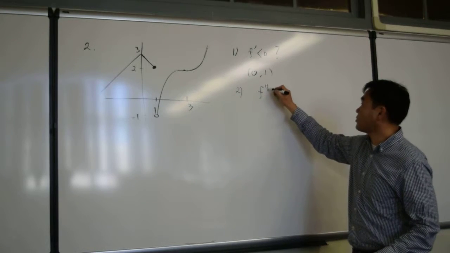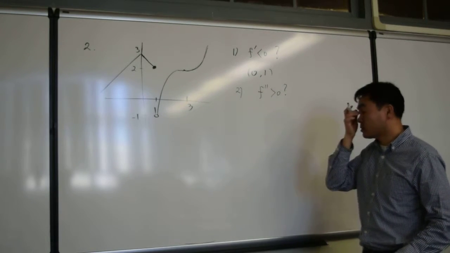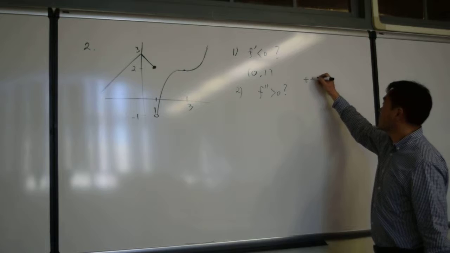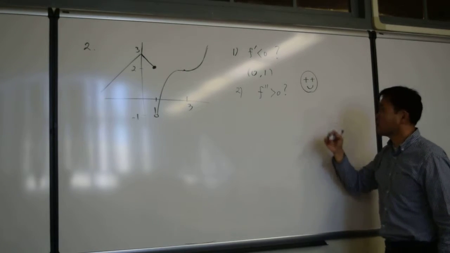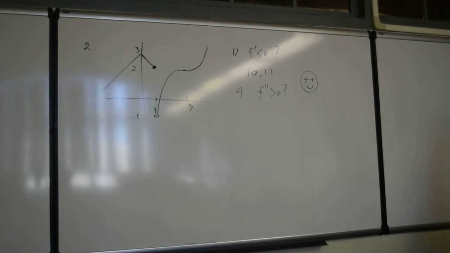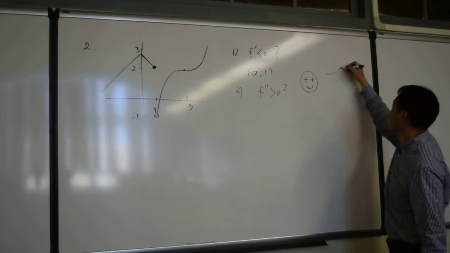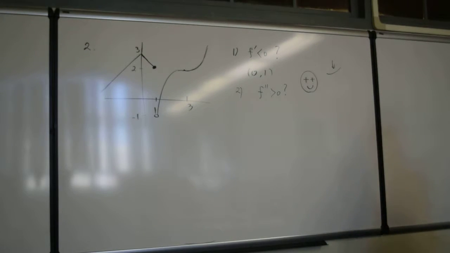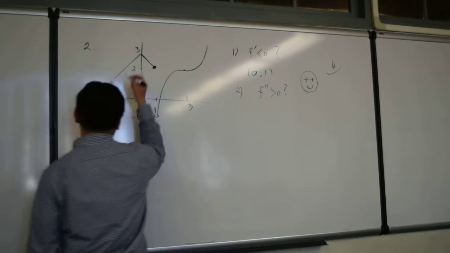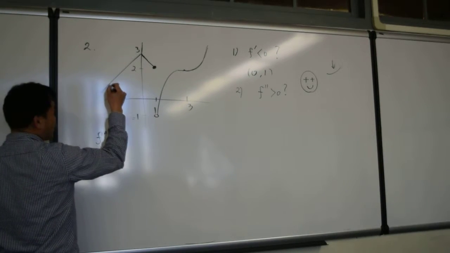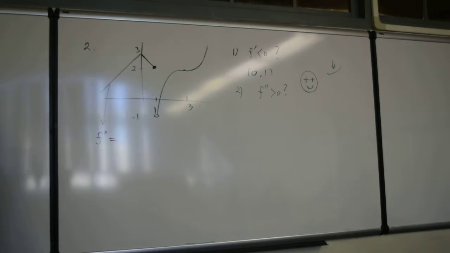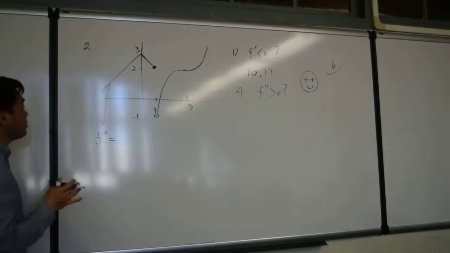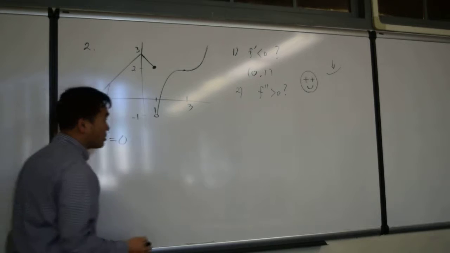Second question is, when is f double prime positive? Now, let's draw this picture to help us. Being positive means it should be curved this way, so you have to think of something pushing from above. And let me ask this: if you have a straight line, what's the value of f double prime on a straight line? It's equal to 0 because there's no concavity. It's not concave up or down.